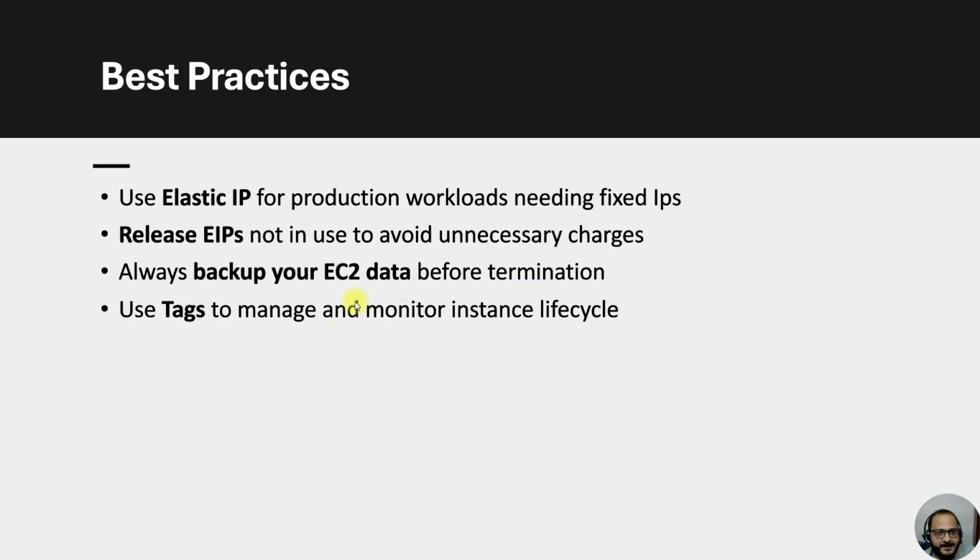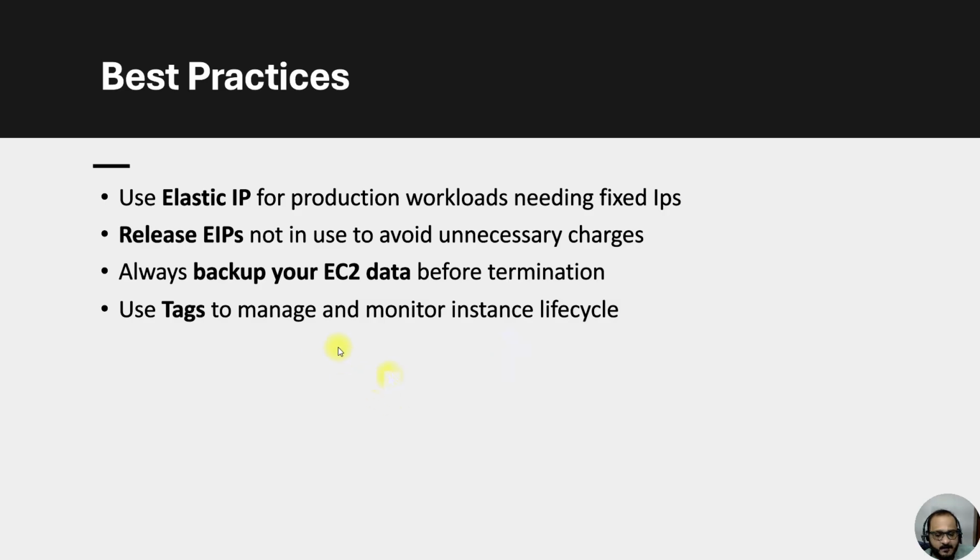Now, what are the best practices for EC2 instances? Use Elastic IP for production workloads which require a fixed IP address. Release EIPs not in use to avoid unnecessary charges. If you are not using an Elastic IP, it is good to always release it, so you will not pay for that particular IP address. Always back up your EC2 data before termination, and use tags to manage and monitor instance life cycles.